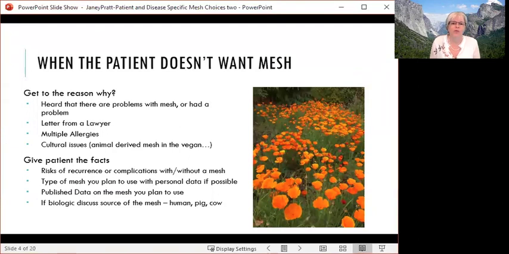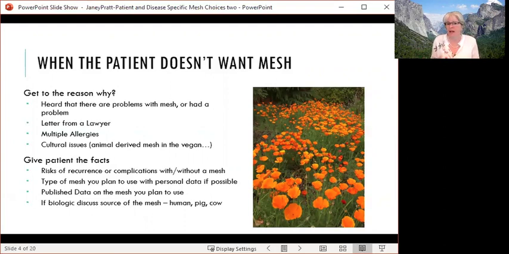So when a patient doesn't want mesh, you have to get to the reason why. Maybe they heard it from someone, a friend or a relative had a bad experience with a mesh, or maybe they personally had a bad experience with a mesh in the past, and you're going to want to know about that. Maybe they got a letter from a lawyer saying, join our lawsuit against this mesh company because this mesh was bad. That can also be a reason. And sometimes just explaining to them the type of mesh you're using is one you've been using a long time or has never had a lawsuit. That sort of thing can help.